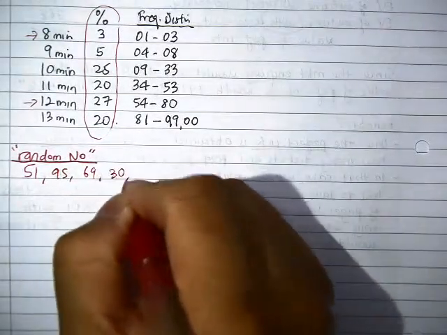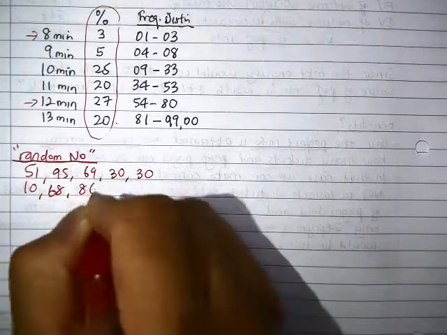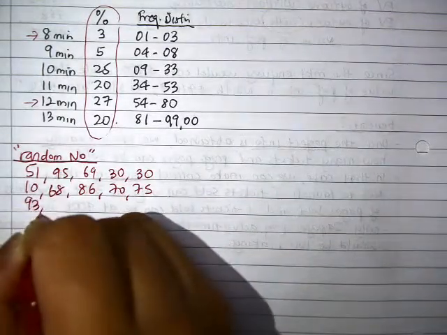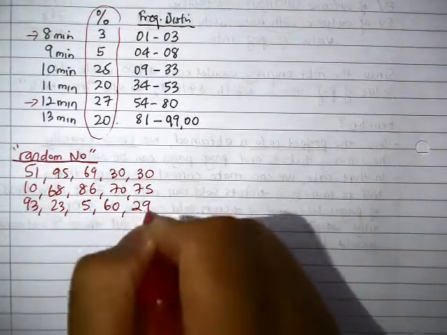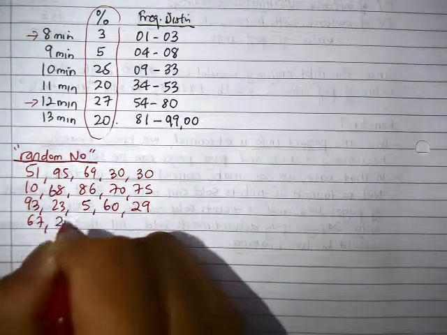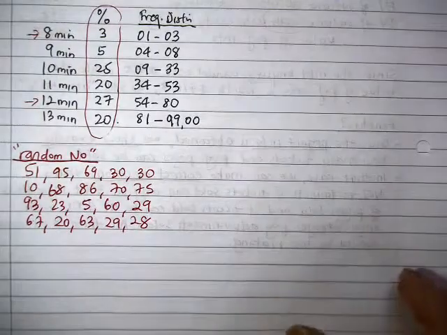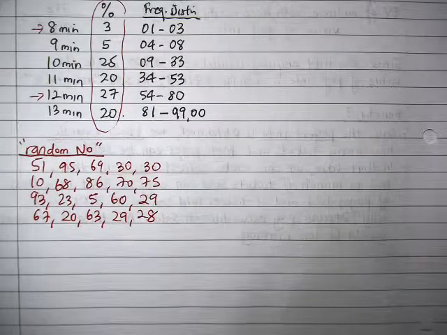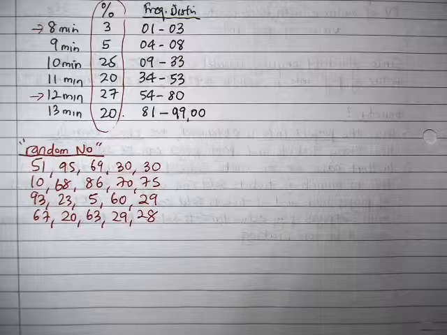69, 30, 30, 10, 68, 86, 70, 75, 93, 23, 5, 60, 29, 67, 20, 63, 29, 28. Now, with only 20 numbers, the pattern will not be as close as what we're going to see here in the probability, because the numbers are not big enough.